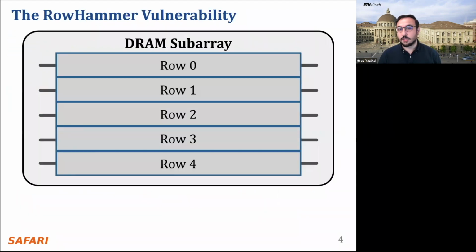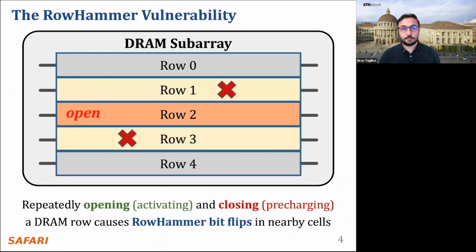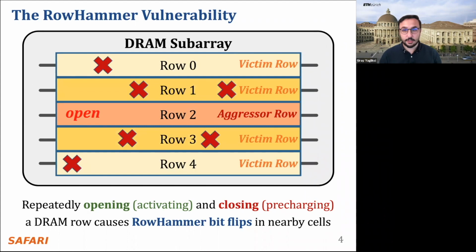Due to an increase in cell-to-cell interference as a result of aggressive technology scaling, rapidly activating and pre-charging a DRAM row can result in bit flips in physically adjacent rows. And continuing to access the same row results in even more failures in nearby rows. This phenomenon is known as RowHammer. We refer to the rapidly accessed row as an aggressor row, and the rows containing bit flips as victim rows. RowHammer is a serious DRAM reliability and security problem.